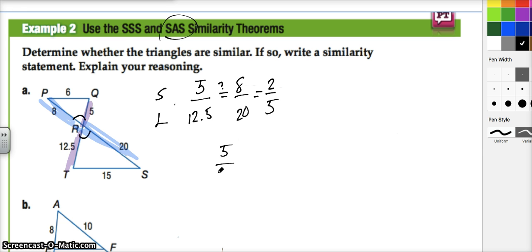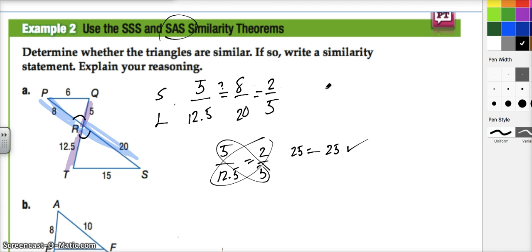So is 5 to 12.5 the same as 2 to 5? Let's see. Cross multiply. 5 times 5 is indeed 25. And 12.5 times 2 is indeed 25. Woohoo! So I have that these two triangles are similar by the side angle side similarity theorem. And furthermore, I'm going to tell you about their similarity. So they are similar. Let's name the angles.